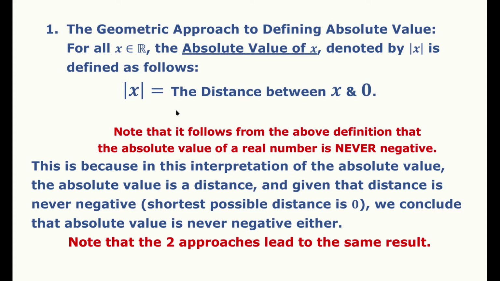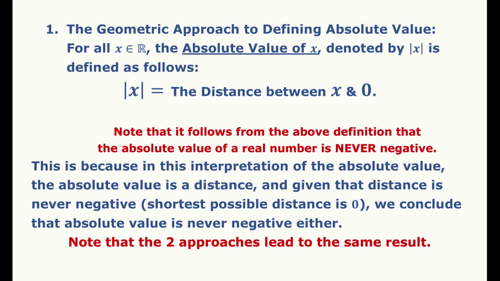Note that just as in the case of the algebraic definition of absolute value, it also follows from the geometric definition that the absolute value is never negative. Why? Because it's distance, and as you know, distance is also never negative. The smallest possible distance is between a number and itself, which is 0. If it's the distance between the number and any other number, no matter how close it is to it, then it won't be 0 and it'll be a positive value.